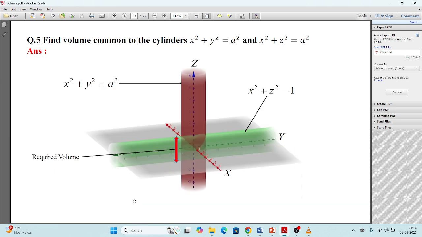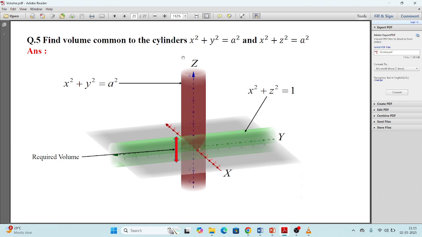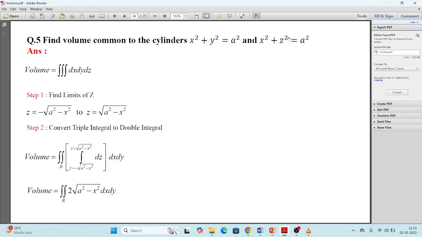Again, now you can take a trial here, to get the limits of z. If you are taking the limits of z again, there are no two equations given here, but z is present in one equation only. So z square equals a square minus x square. So again the same thing will happen, the two values of z from z square are plus and minus under root of a square minus x square.